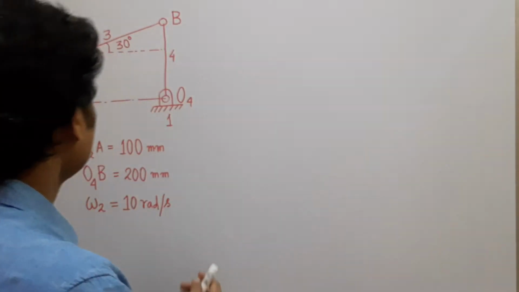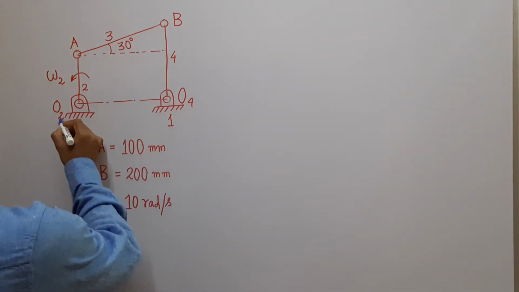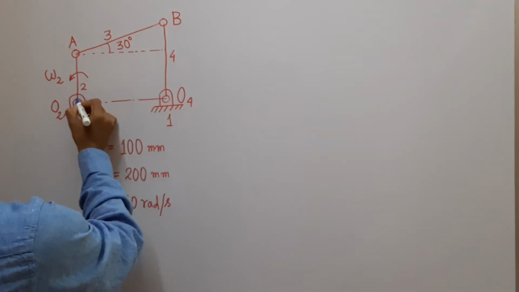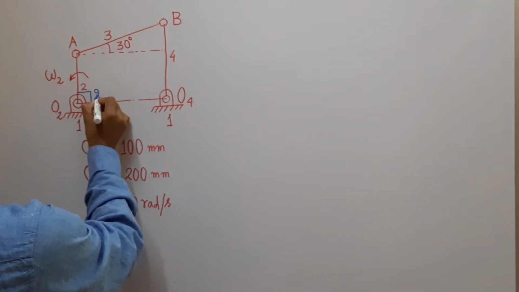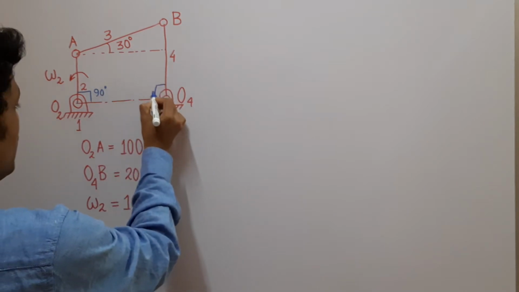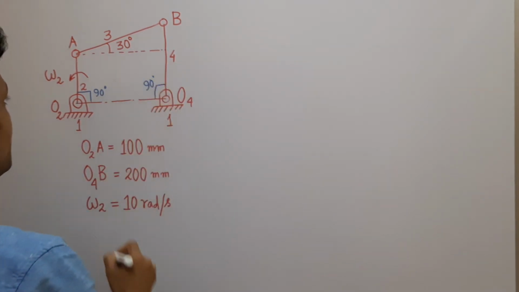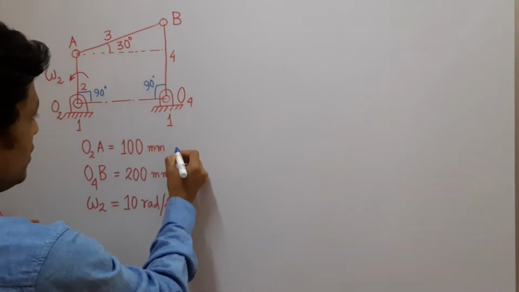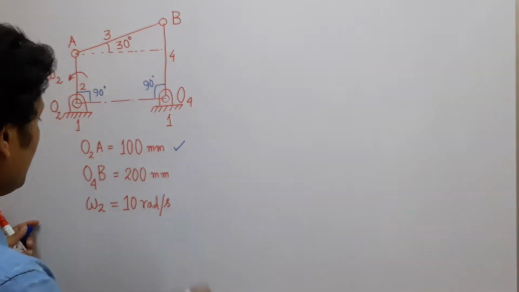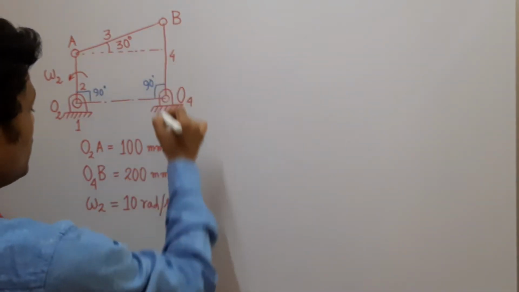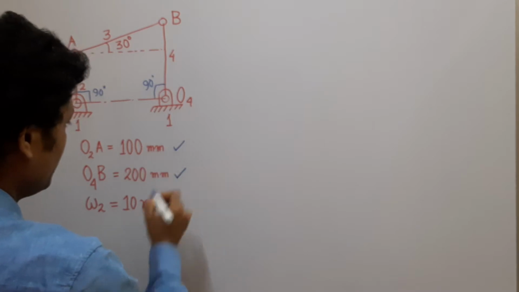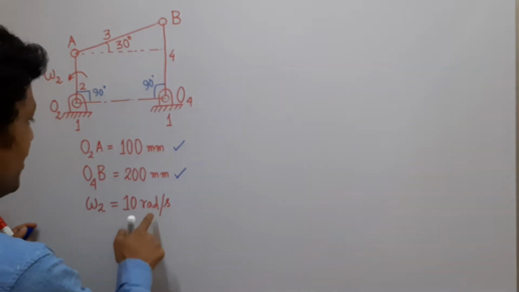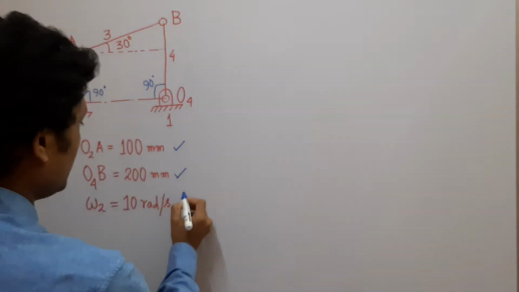So this is a 4-bar linkage O2, A, B, O4, where the crank and follower make 90° with the fixed link. So these two angles are 90°. And length of O2A, that is the crank, is given 100 mm, and O4B, that is the follower, is 200 mm. The angular speed of the crank is 10 radian per second in counterclockwise direction.